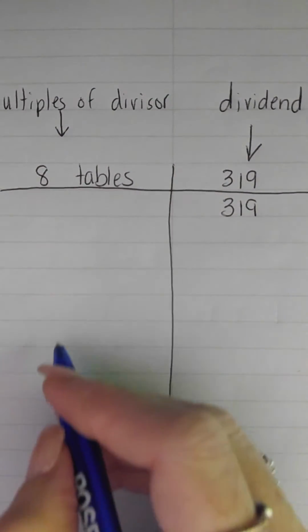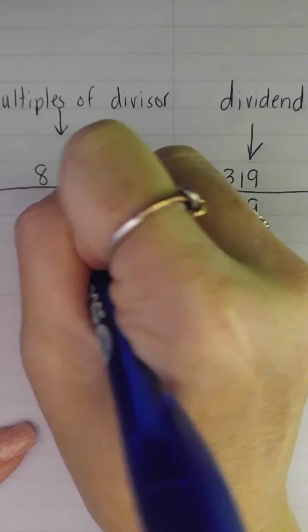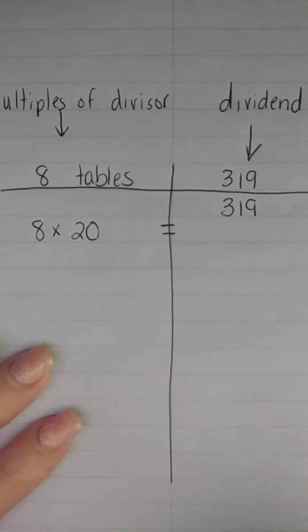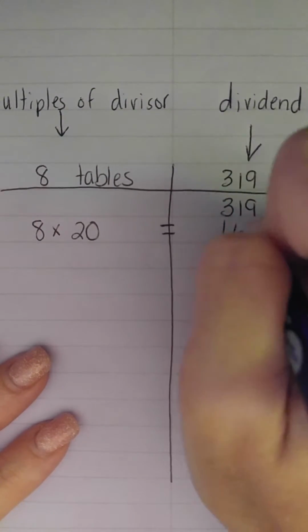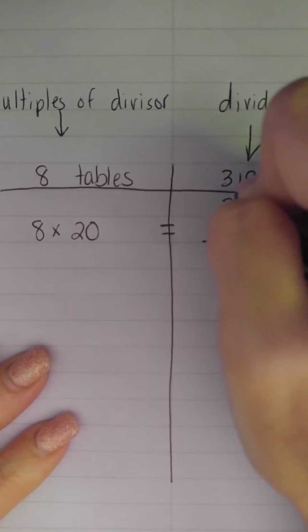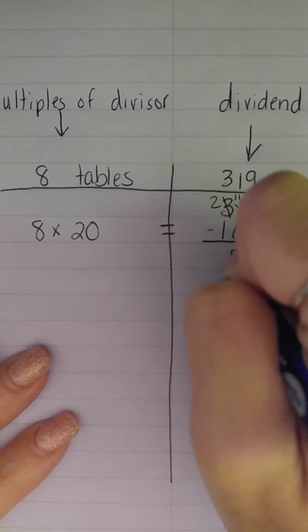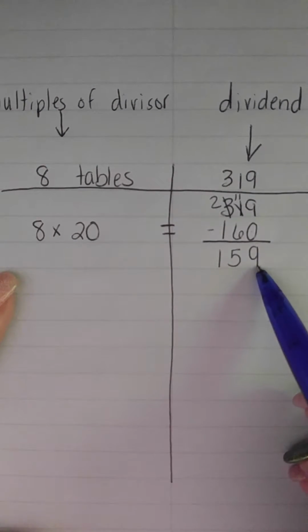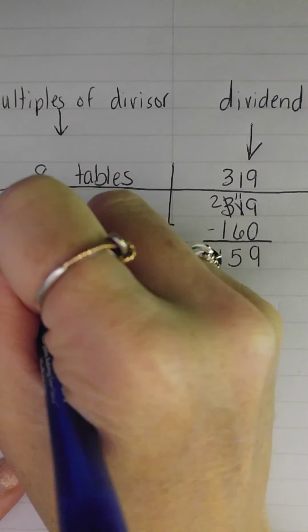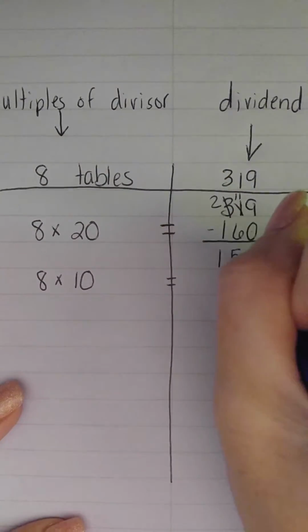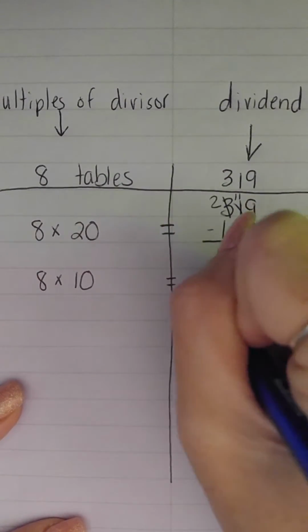And here's where I'll write my running multiplication tables. So I'm going to start off with 8 times 20, because I know 8 times 2 is 16. You could even put an equal sign there if that helps you remember. And then you subtract. 9 minus 0 is 9. Regroup. 159. Again, I can't take out another 160 because this is less than, but I can do 8 times 10. And that equals 80. And I subtract that away.